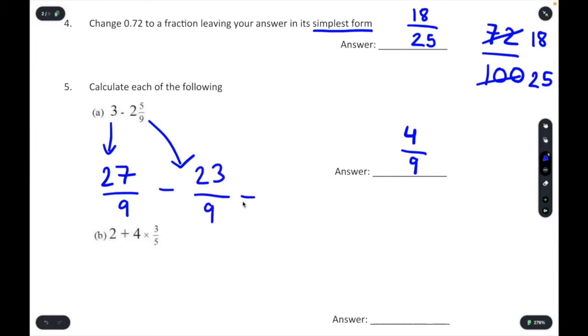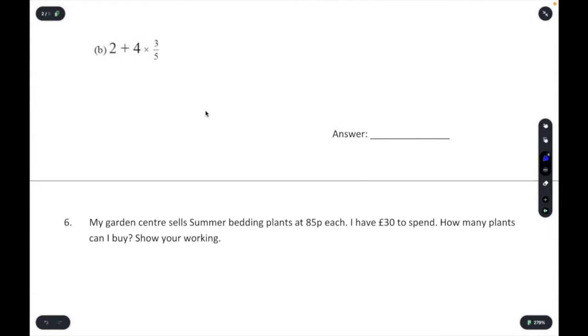So you can see that the answer is still 4 ninths. For the second part of question 5, we need to use a rule known as BIDMAS. This tells us what order we should be doing our operations in. Anything in brackets we need to do first.